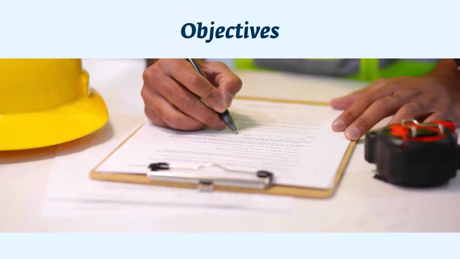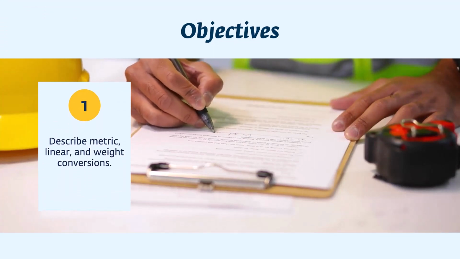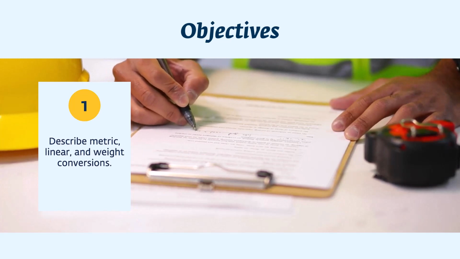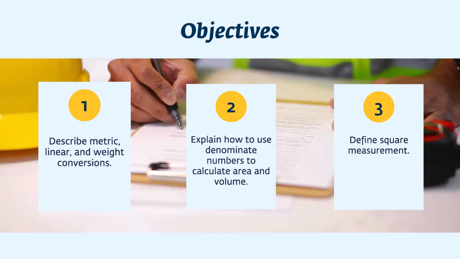Our objectives for today are: 1. We need to be able to describe metric, linear, and weight conversions. 2. We need to be able to explain how to use denominate numbers to calculate area and volume. Lastly, we need to be able to define square measurement.